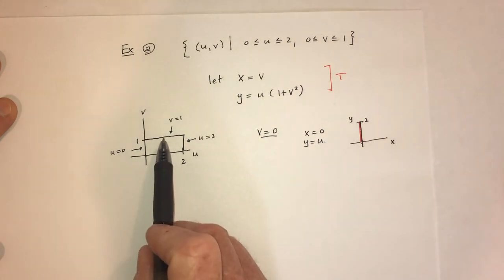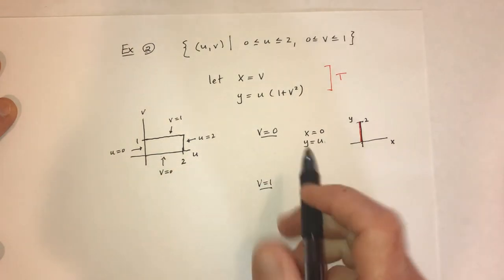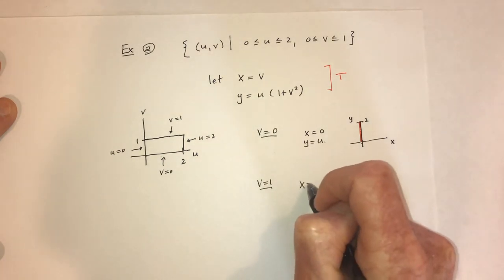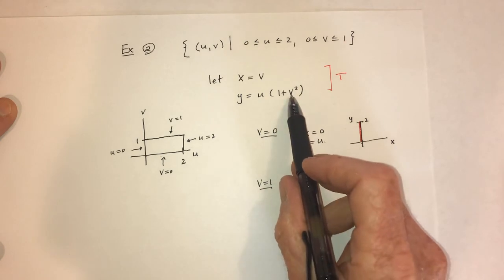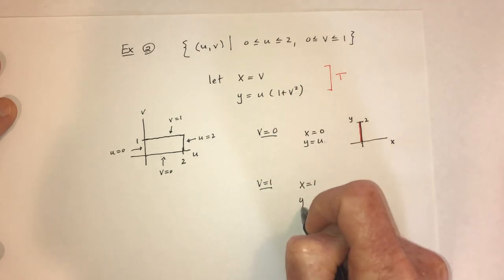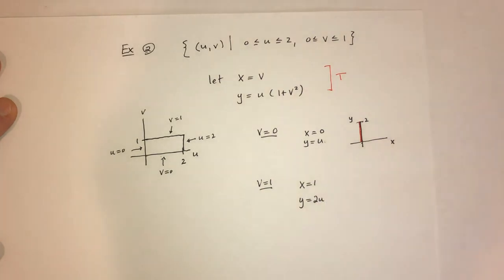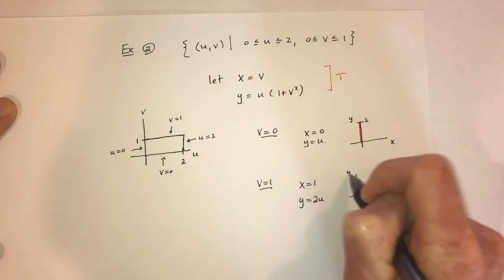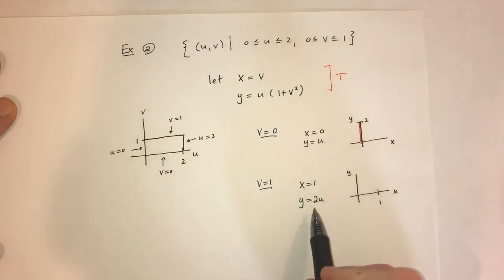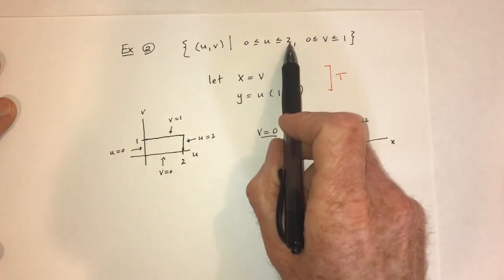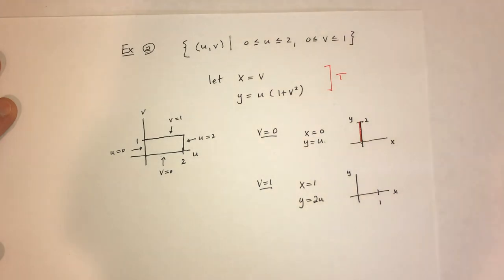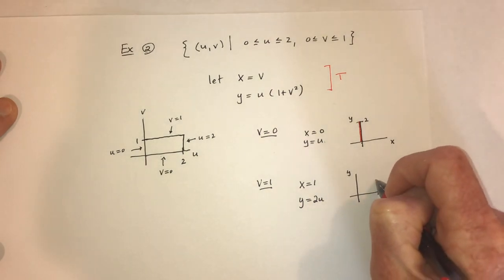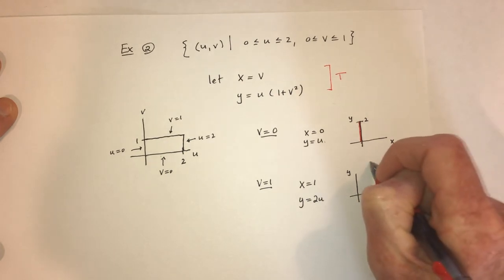Now, how about the top shape? V equals 1. So substitute in that, and it's going to say x is equal to 1. And if you substitute a 1 right here, this is going to be a grand total of 2. That means that y is equal to 2 times u. So in the xy system, that means you go out to where x equals 1, and then y is going to go twice as far as u did. Well, u used to range between 0 and 2, so if you double that, it's going to go from 0 to 4. So then that is a line segment that is now going up to 4.